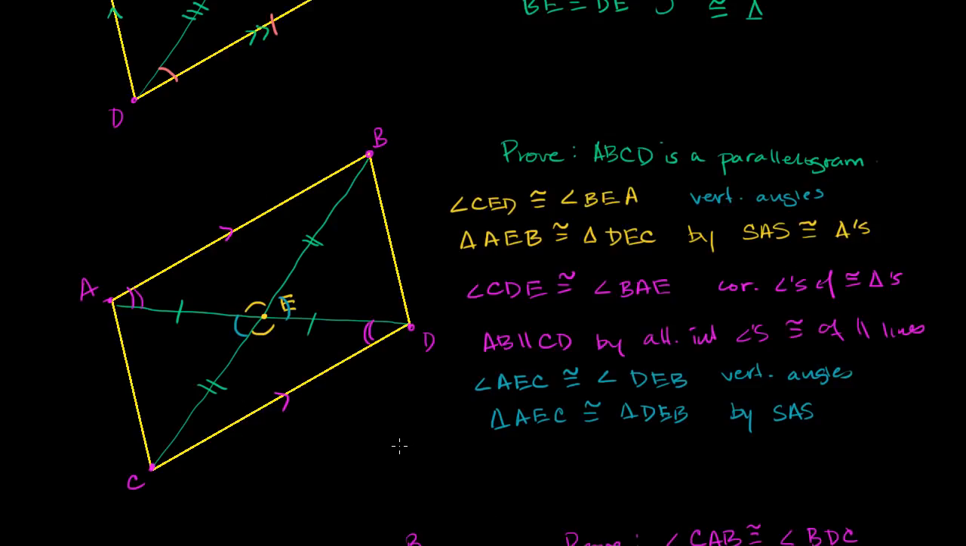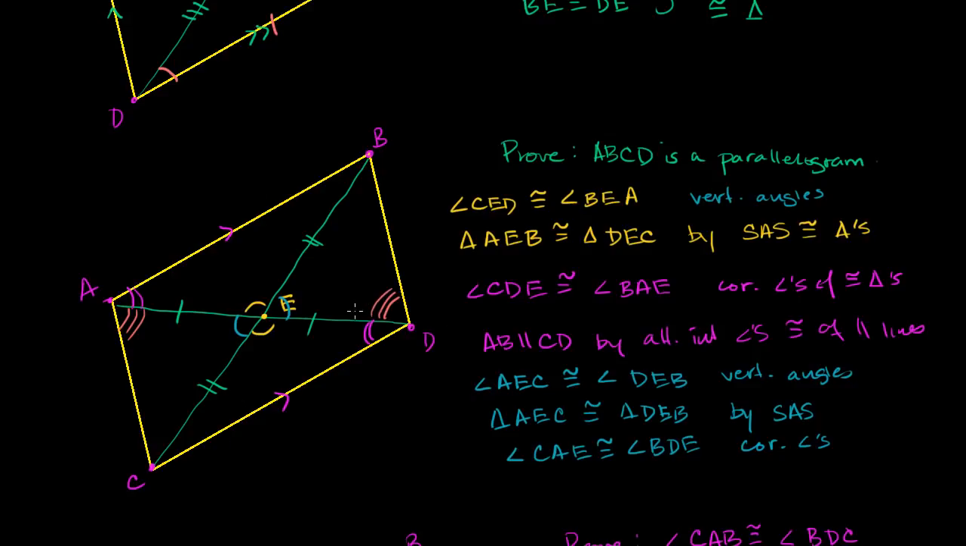Then we know that corresponding angles must be congruent, so for example, angle CAE must be congruent to angle BDE. And this is corresponding angles of congruent triangles. So CAE, let me do this in a new color, CAE must be congruent to BDE.